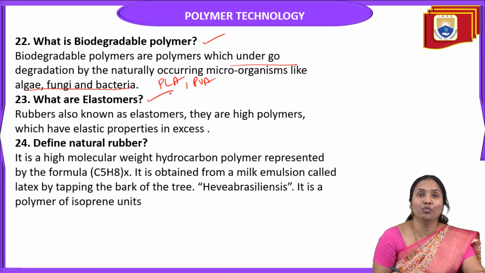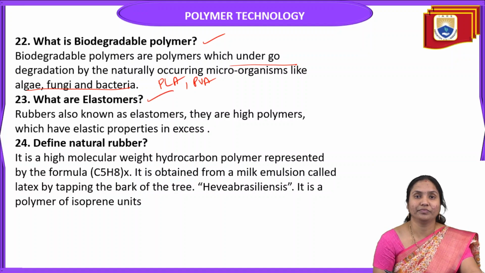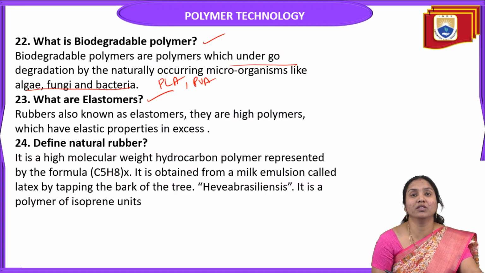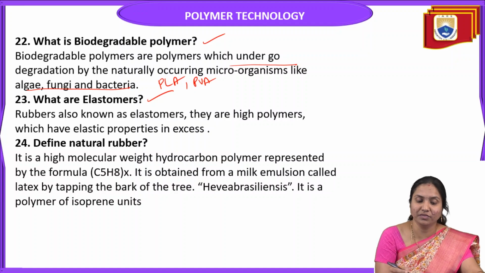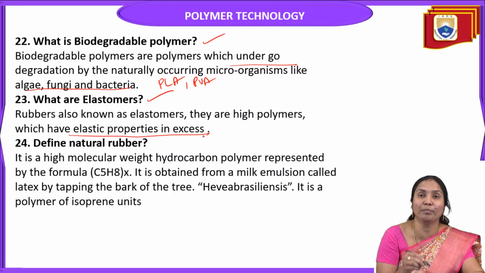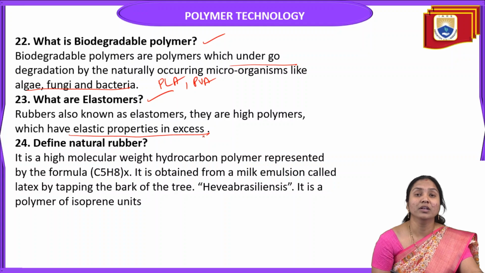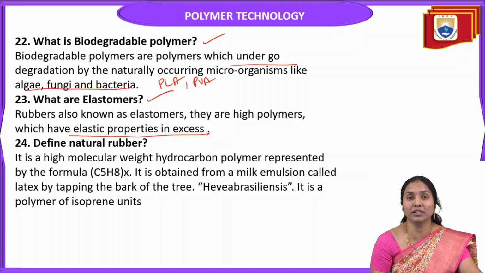And the next question is, what are elastomers? Rubbers, also known as elastomers, are high polymers which have elastic properties in excess. Simply we say elastomer means rubber-like nature. Rubber-like properties are called elastomer.